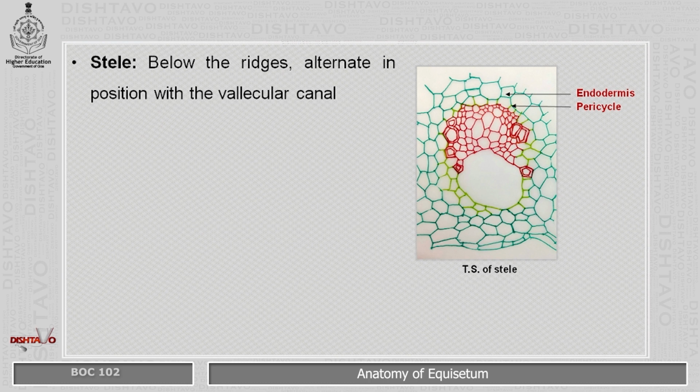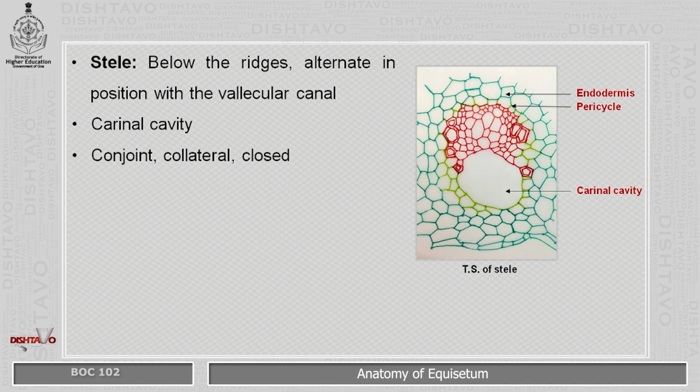Stele are present below the ridges and alternate in position with the vallecular canals of the cortex. Internal to the vascular bundles, below the ridges, a small water-containing cavity is present, which is known as carinal cavity. The number of vascular bundles and the vallecular canals is equal to the number of ridges and grooves respectively.